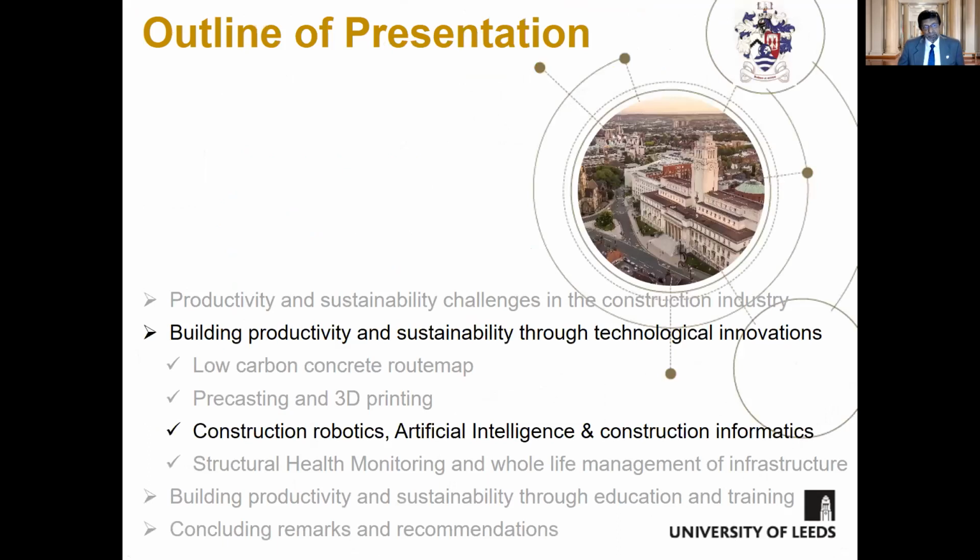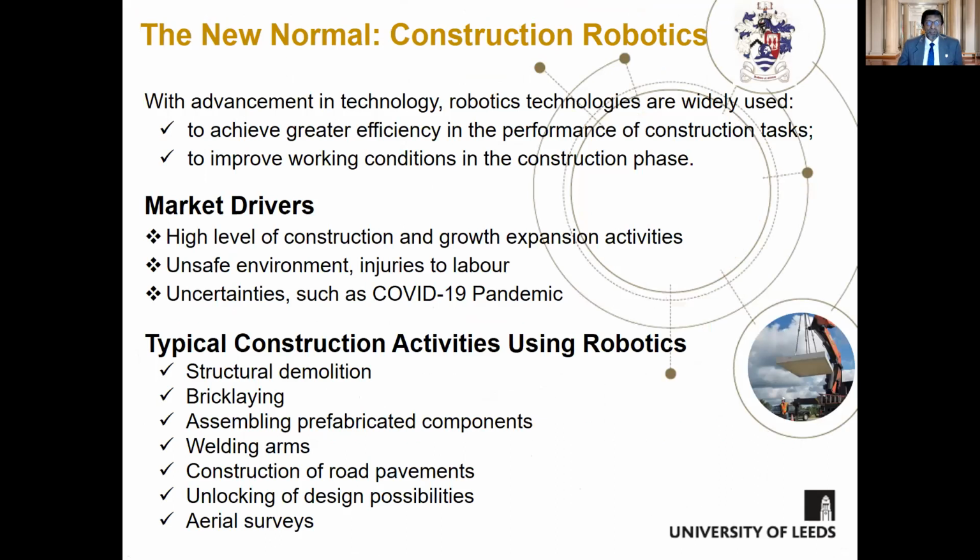Now, I mentioned construction robotics, artificial intelligence, and construction informatics. In addition to helping with 3D printing, they can be used for many other applications. For example, structural demolition, bricklaying, assembling prefabricated components like in prefab construction, welding arms, construction of road pavements, unlocking of design possibilities, and aerial surveys.